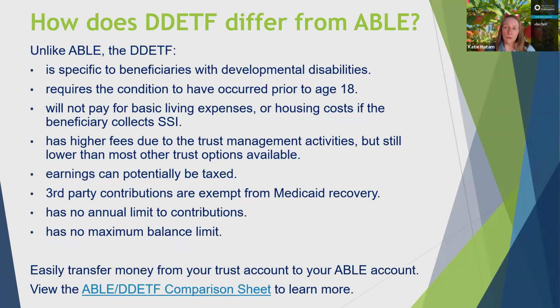The DDETF does require the condition to have occurred prior to age 18, rather than 26 as it is for ABLE. The DDETF will not pay for those basic living expenses, as I mentioned, or housing costs if the beneficiary is collecting SSI, because that's what the SSI payments are intended to be used for.